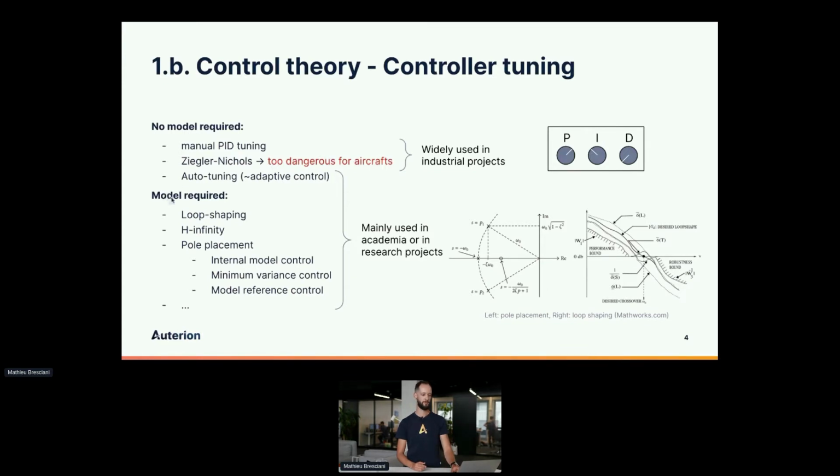And you have other methods that you can use if you have the model, the physical model of your craft. You can use loop shaping, H-infinity. That's some method that you usually use in academia or research project, but there are not so much used in the industry because it's a bit complicated. You need a control system engineer to use them, and it's a bit more complicated. And often just manual PID tuning works, or in our case, auto tuning works as well.